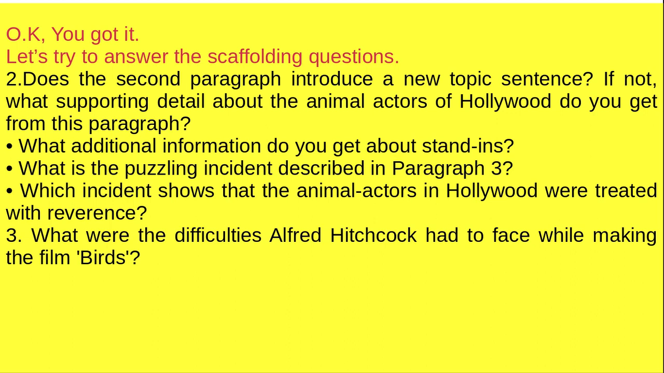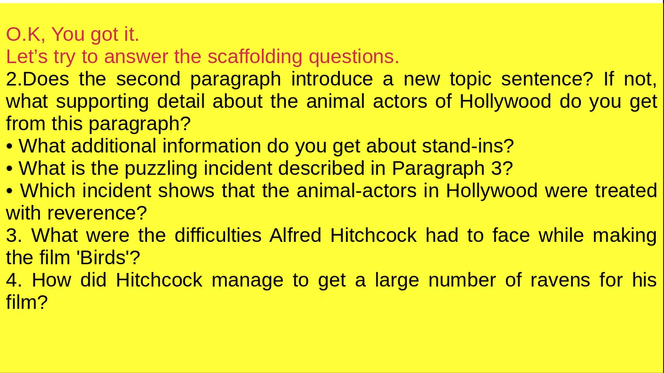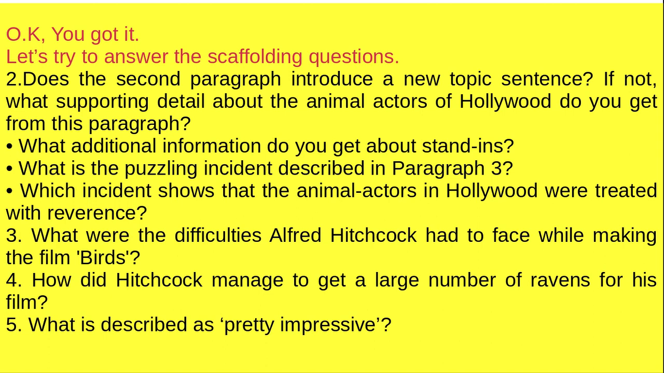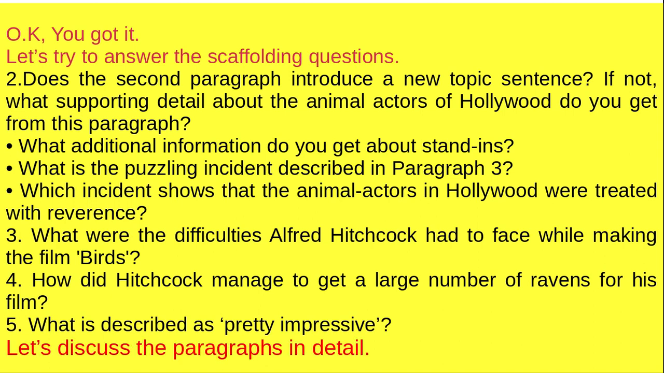What were the difficulties Alfred Hitchcock had to face while making the film Birds? How did Hitchcock manage to get a large number of ravens for his film? What is described as pretty impressive? You have to do it, and after that compare it. You can refine it and correct it, comparing with the sample responses given in the notes.